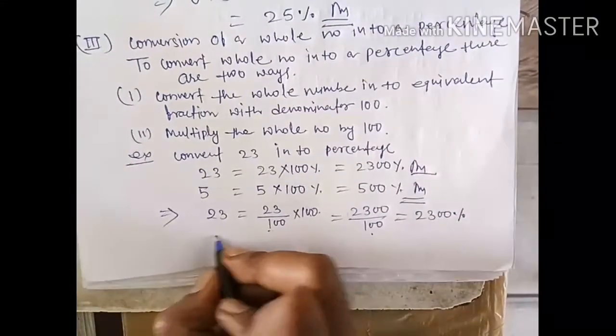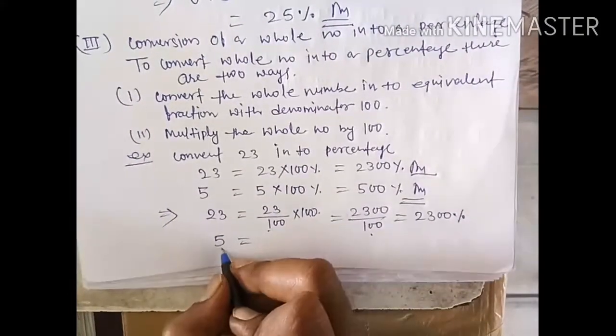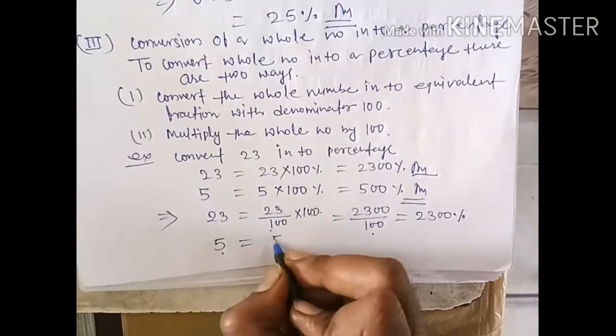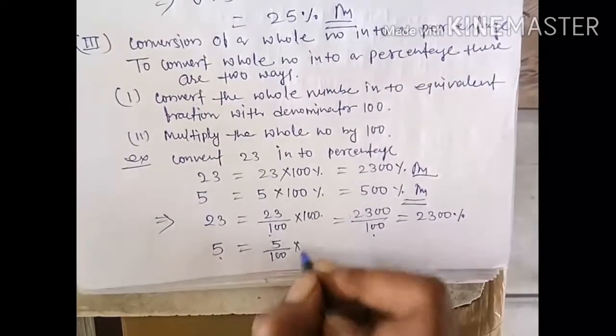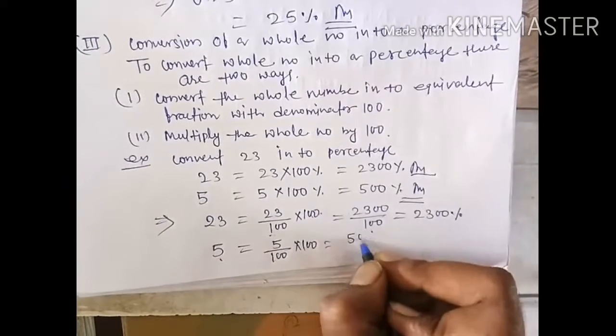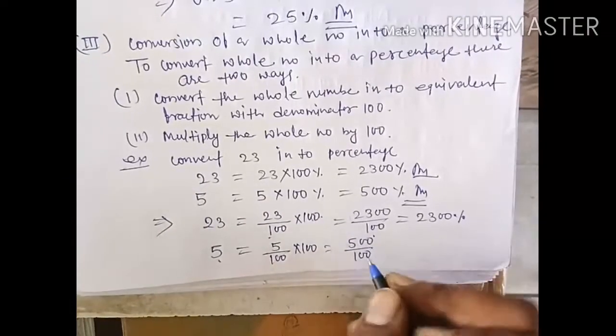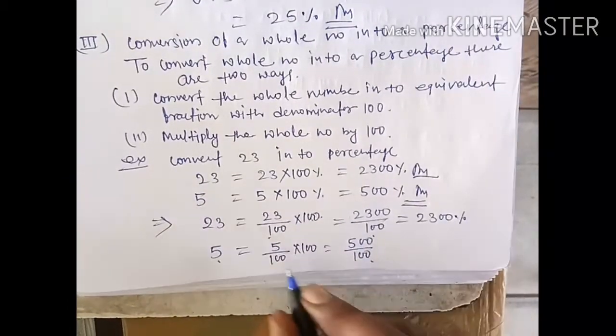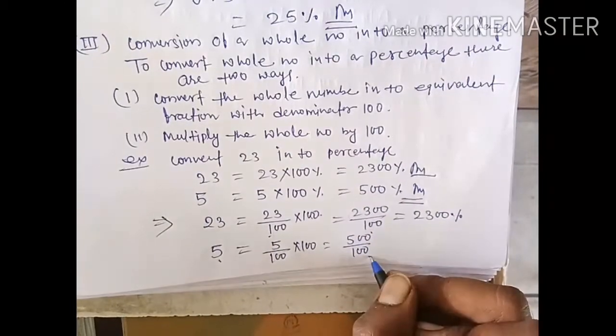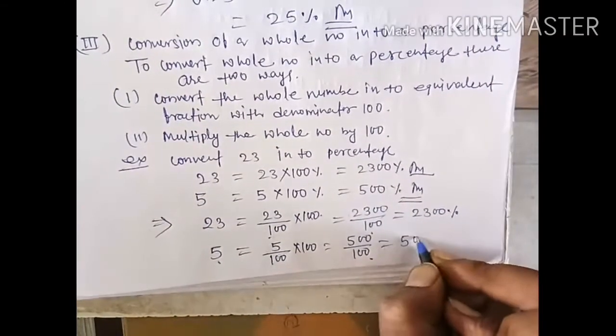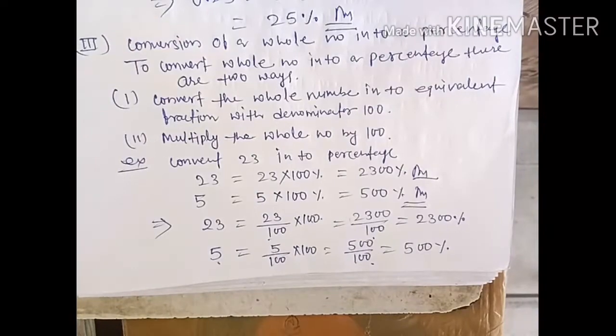Again, for another example, suppose we have whole number 5. We simply write 5 by 100 into 100. Then you get 500 by 100. Here denominator is 100. Here we convert the fraction with denominator 100 and we write 500%. Is it clear to everyone?